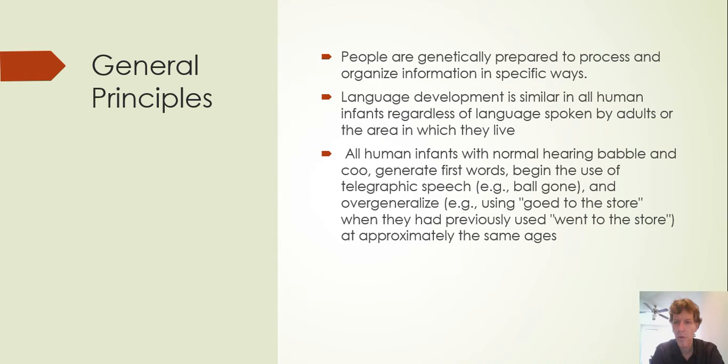All human infants with normal hearing babble and coo. They generate first words. They begin to use telegraphic speech, such as "ball gone," and they overgeneralize using "go to the store," for instance, instead of "went to the store," at about the same ages. So that's what we mean by their similarities in language. Substitute those words and those generalities into a slightly different grammar and different words in a different language, and you would have the same general principles, even if I was using a different language to explain it.